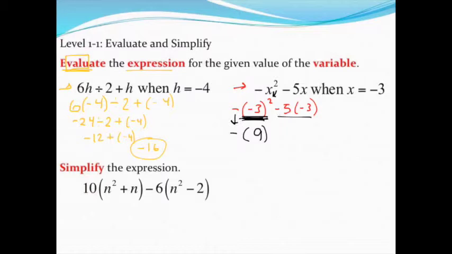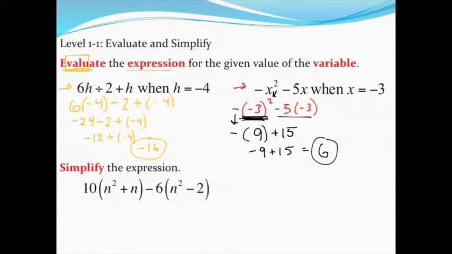Over here, I'm going to think of this as -5 times -3, so I'm just going to put plus 15 right there. At this point, I can drop the parentheses and say -9 plus 15, and add those up to get a final answer of 6.